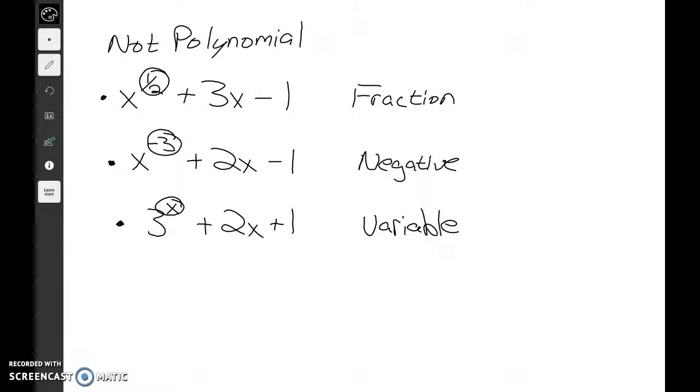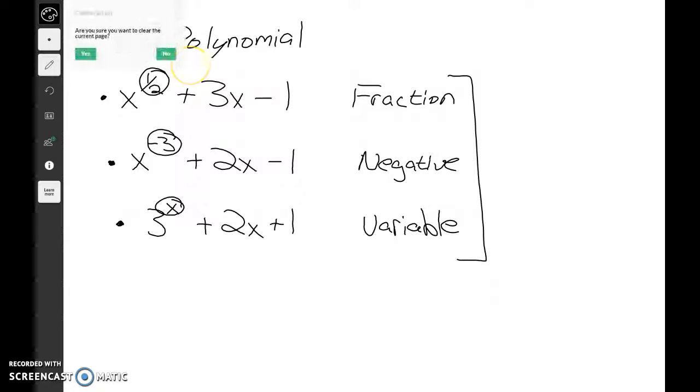So if you run into any of these three traits, then it's not a polynomial. If none of these three exist, then it is a polynomial. And like I said, usually polynomials have exponents that are positive numbers greater than 0. Okay? 1 is included in that. So any positive number greater than 0 is usually going to be your polynomial, as long as they're not fractions, as long as they're not negative, and as long as they don't have variables included.